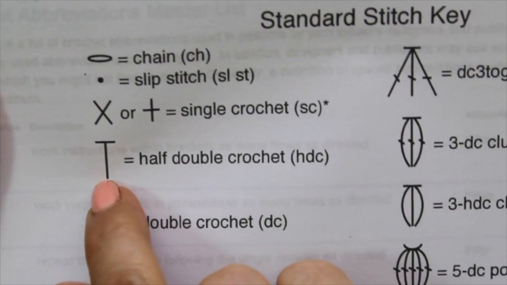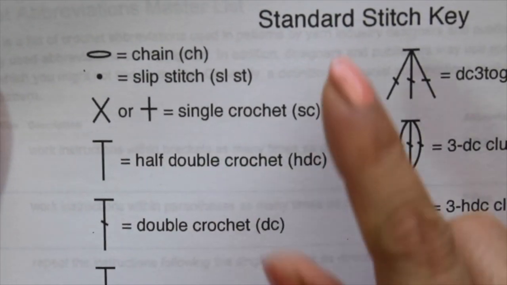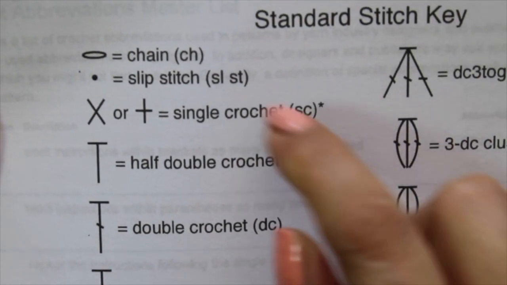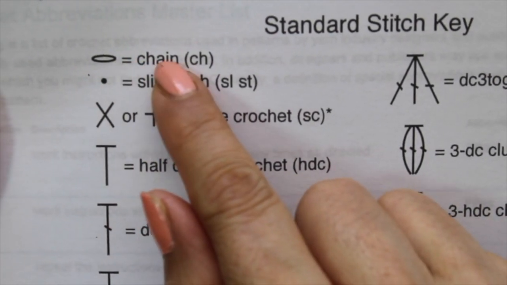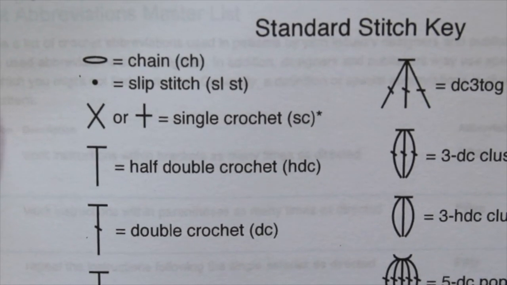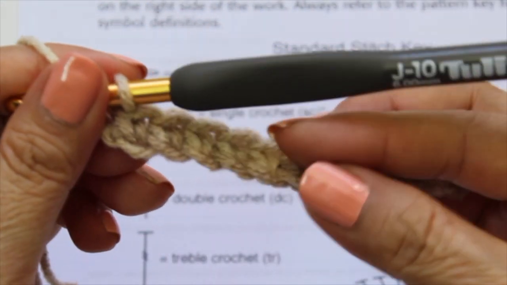Here is the symbol for the diagram, the name of the stitch fully written out, and then the abbreviation that you would see in a written pattern. So here we're learning the stitches, what the symbols are, the names of the stitches, and the abbreviation that you would find in a pattern. So here I have already done a row of my single crochet.